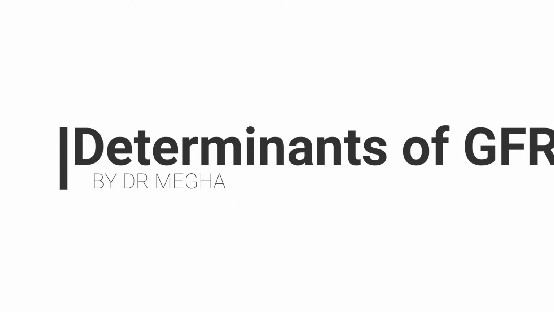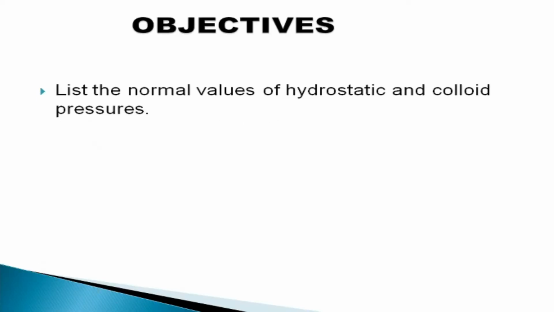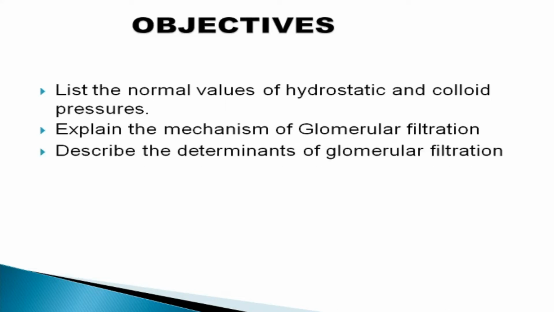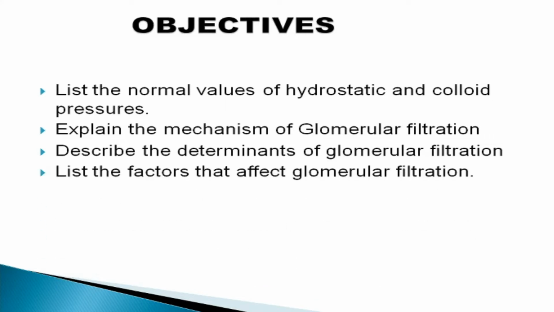Topic for today is determinants of GFR. You will be able to list the various hydrostatic and the colloid pressures which are acting across the glomerulus. The ability to explain the mechanism of glomerular filtration will be clear. You can describe the determinants of the glomerular filtration and also list the various factors that affect glomerular filtration. And of course, we will have some pathological variations towards the end of the topic.